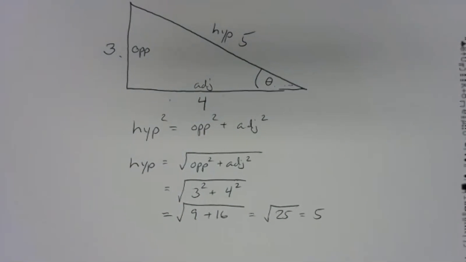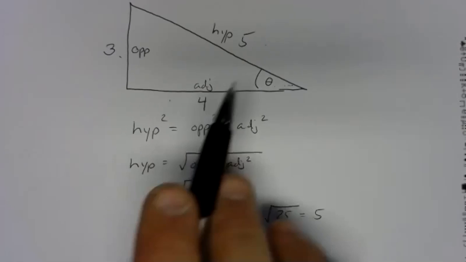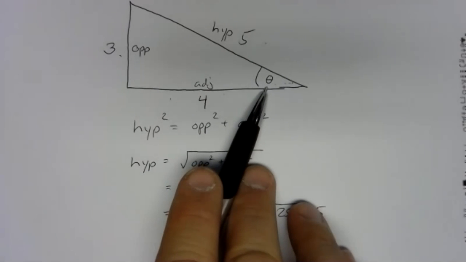The 3, 4, 5 triangle is probably the most common length sides of triangles that people use, because the math does work out fairly easily, at least for the legs and the hypotenuse. It's not so great for the angle, but it's fine for the legs. So we figured out our hypotenuse is 5. So to go from the legs to the hypotenuse, we use the Pythagorean theorem. We still need this angle.